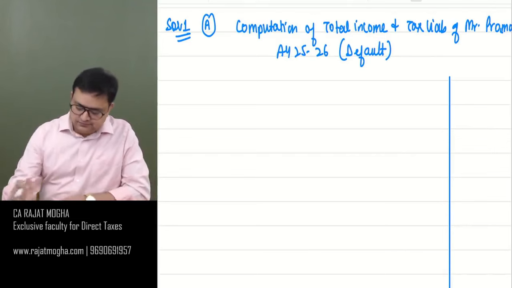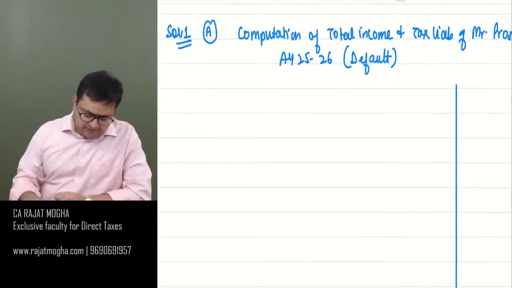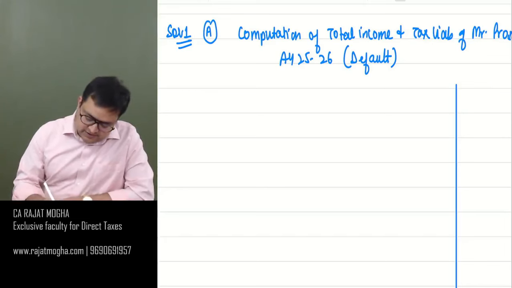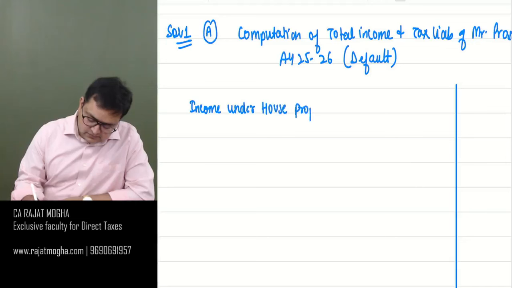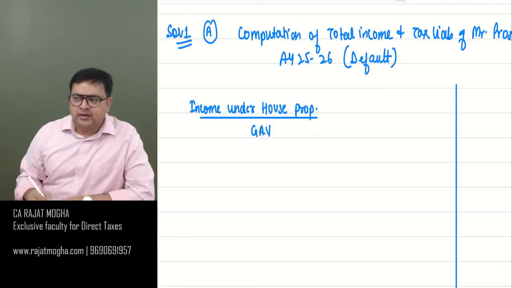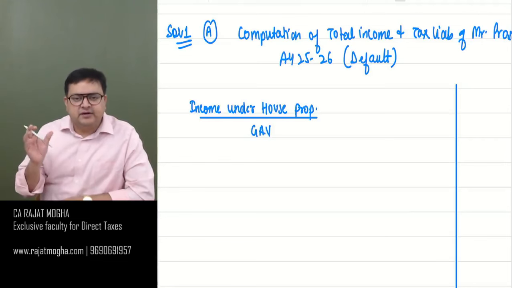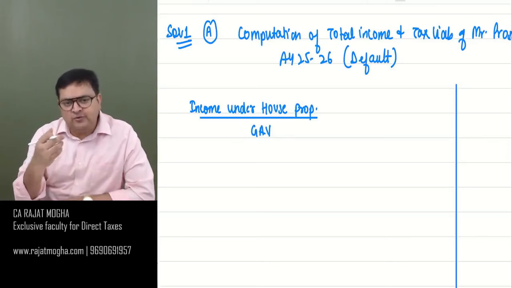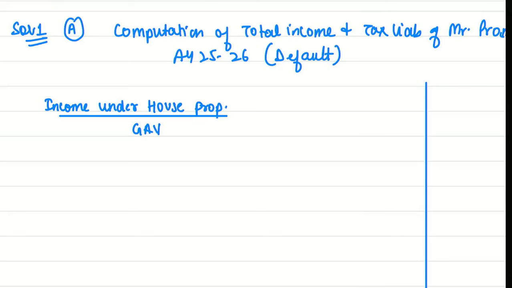Now, everybody, income under house property. So we start with GAV, and I also tell you every time that generally 99% you will not get expected rent, municipal value, fair rental value, standard rent. You will get only actual rent. 99% of the time you will get only actual rent.